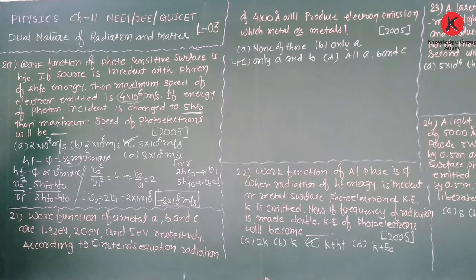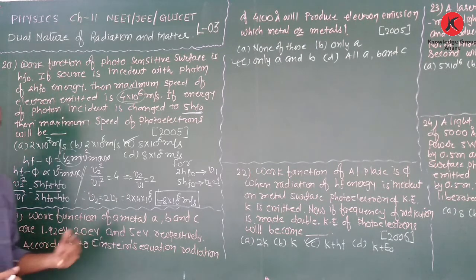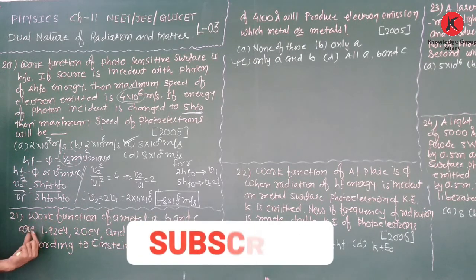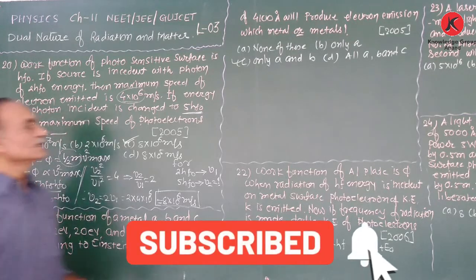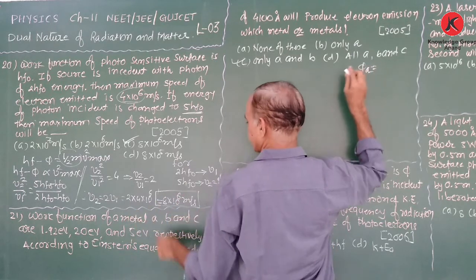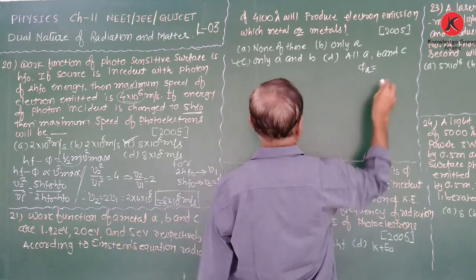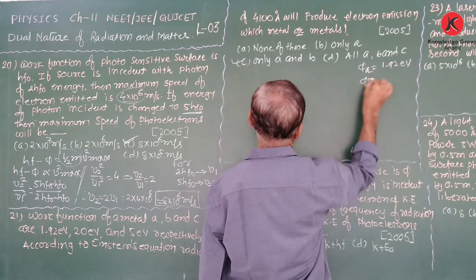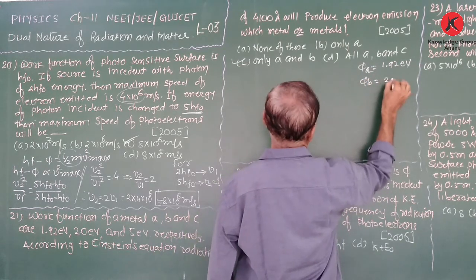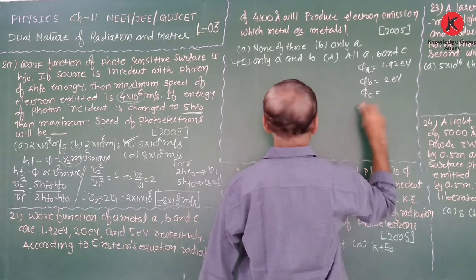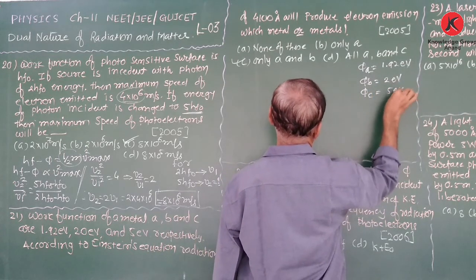Clear? Okay. After that, the next question also asked in 2005. What is given? The work functions of metals A, B, and C are given. Therefore, the work function for metal A, phi A, is given as 1.92 electron volt. For metal B, it is given as 2 electron volt, and for metal C, the work function is given as 5 electron volt.